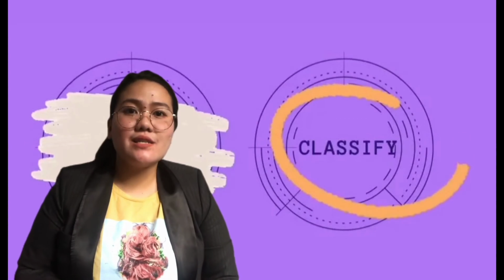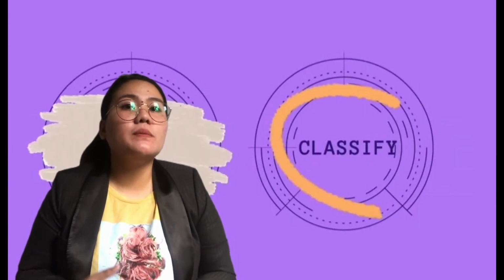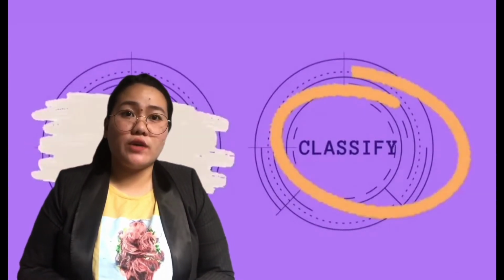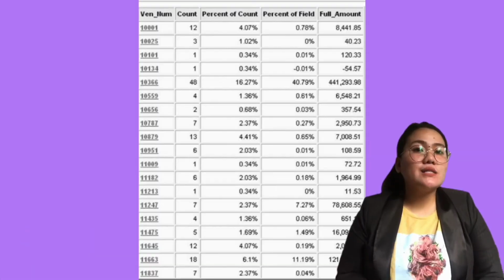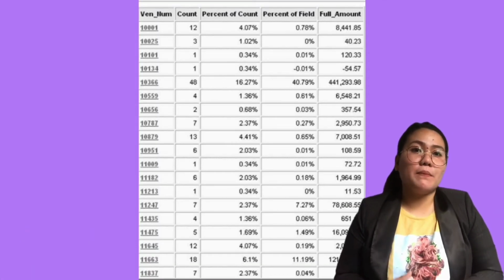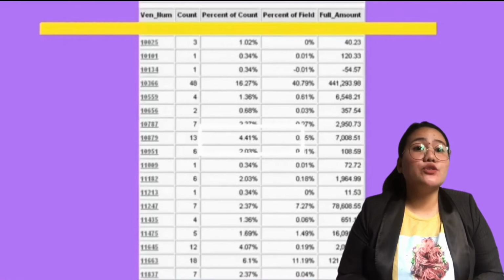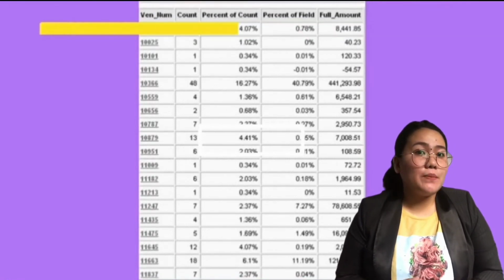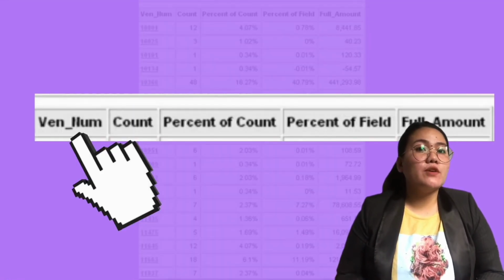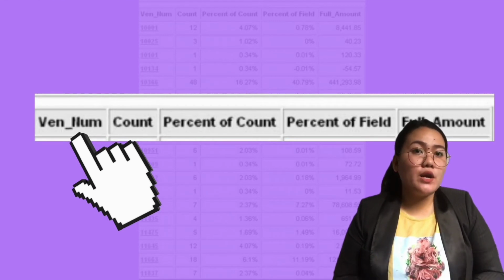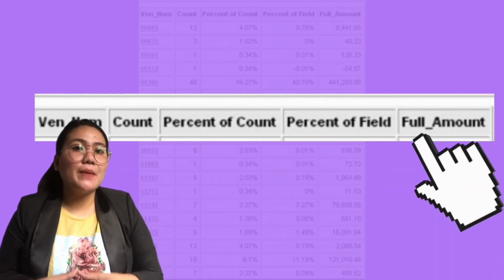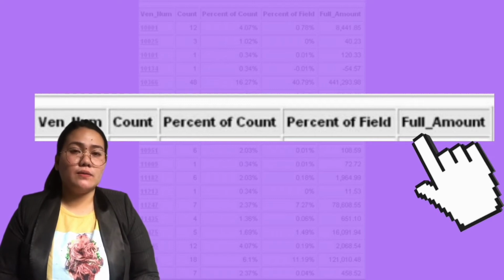So next is the classify function. We will be using the same table as the basis of our information. In the classify function, it forms strata based on non-financial or non-numeric data. So in this example, this feature is used to group the vouchers by vendor number, and in this case also, the amount field is accumulated.